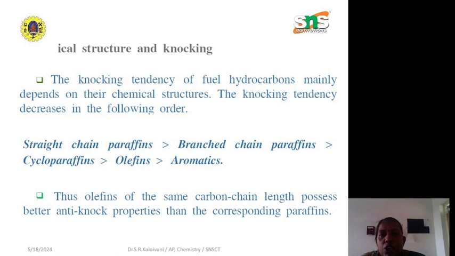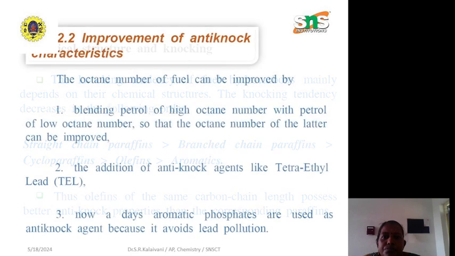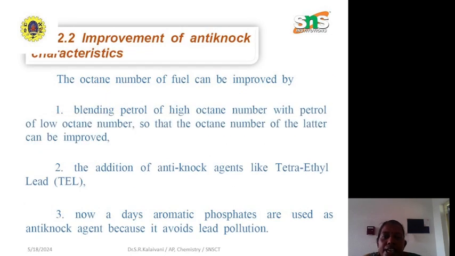Chemical structure and knocking. The knocking tendency of fuel hydrocarbons mainly depends on their chemical structures. The knocking tendency decreases in the following order: straight chain paraffins, branched chain paraffins, cycloparaffins, olefins, and aromatics. For improvement of anti-knocking characteristics, blend petrol of high octane number with petrol of low octane number so that the octane number of the petrol can be improved. Then add an anti-knocking agent.